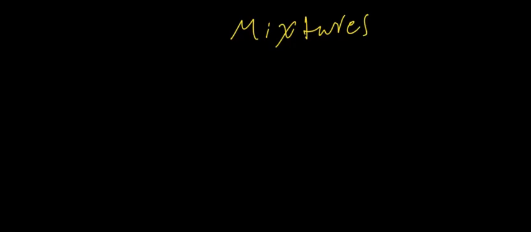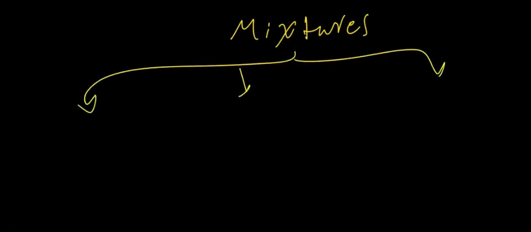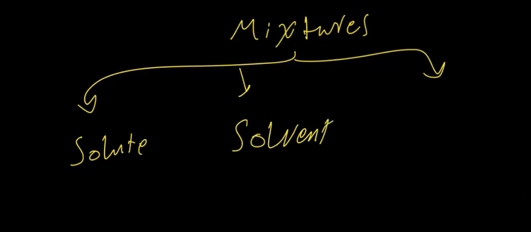Now the mixtures consist of three things, which are the solute, the solvent, and the solution. Okay, solute, solvent, and the solution. Those are the three components of the mixtures. Now, what exactly is the difference between them?